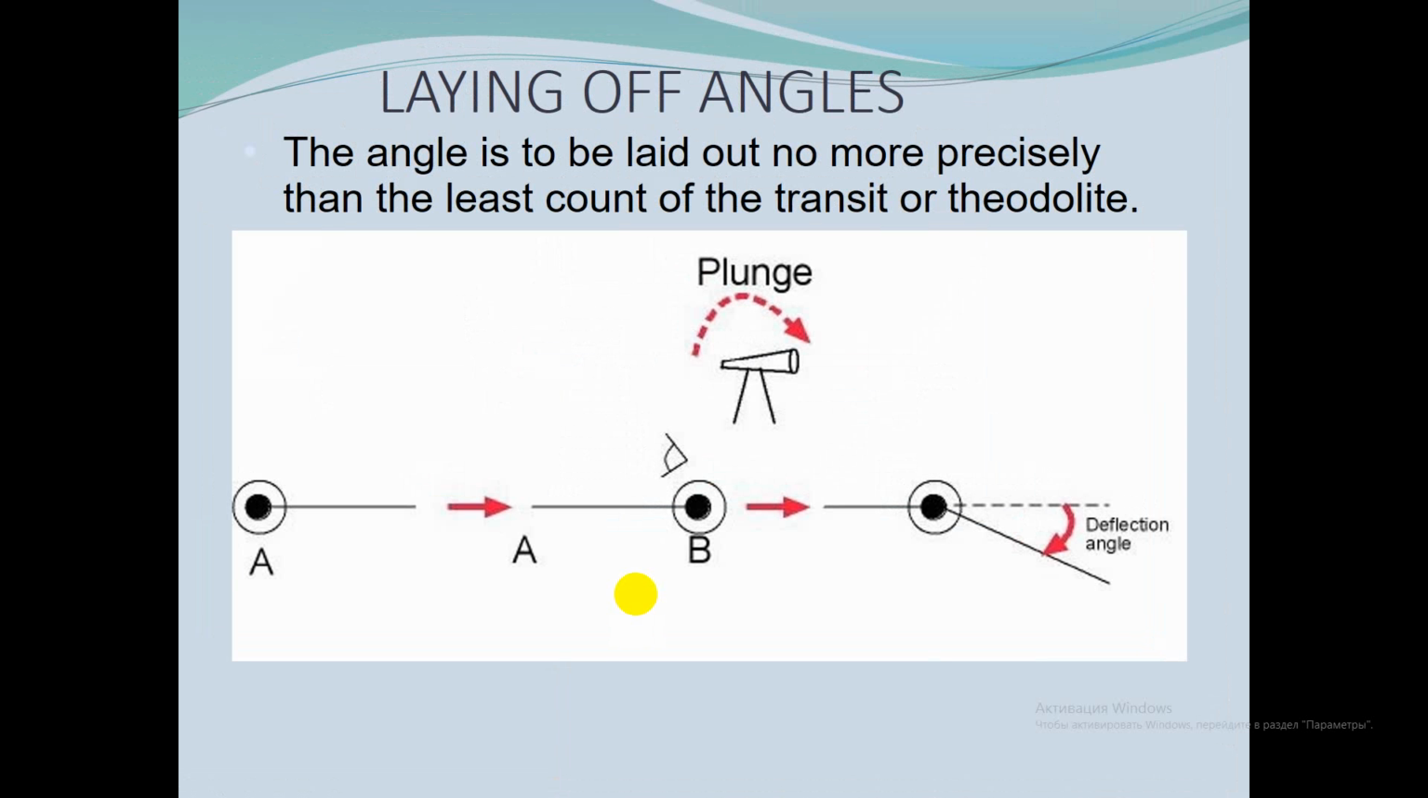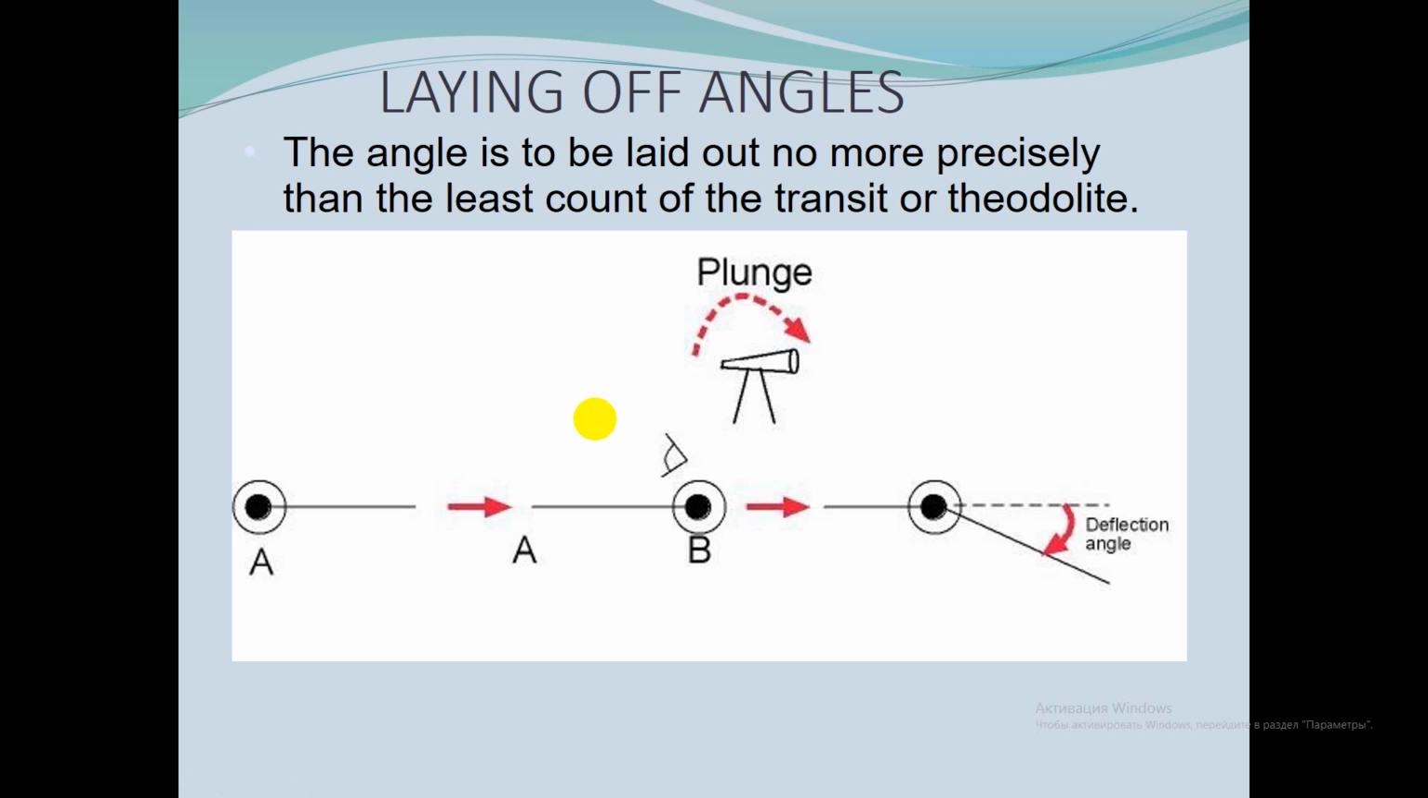Case 1. Laying out of angles. The angle is to be laid out no more precisely than the least count of the theodolite or total station.